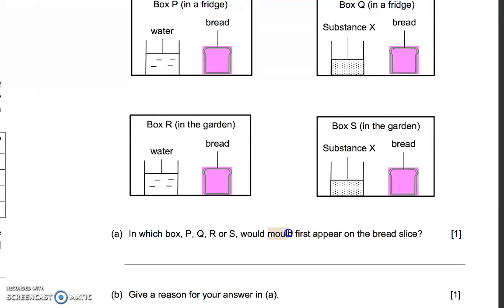So we must go back to recall what are the conditions necessary to help mould grow. So in order for mould to grow, there must be 1, moisture, 2, air, and last of all 3, warmth. Okay, so these are the 3 conditions needed for mould to grow. Okay, so which box is the one that has all 3 conditions?